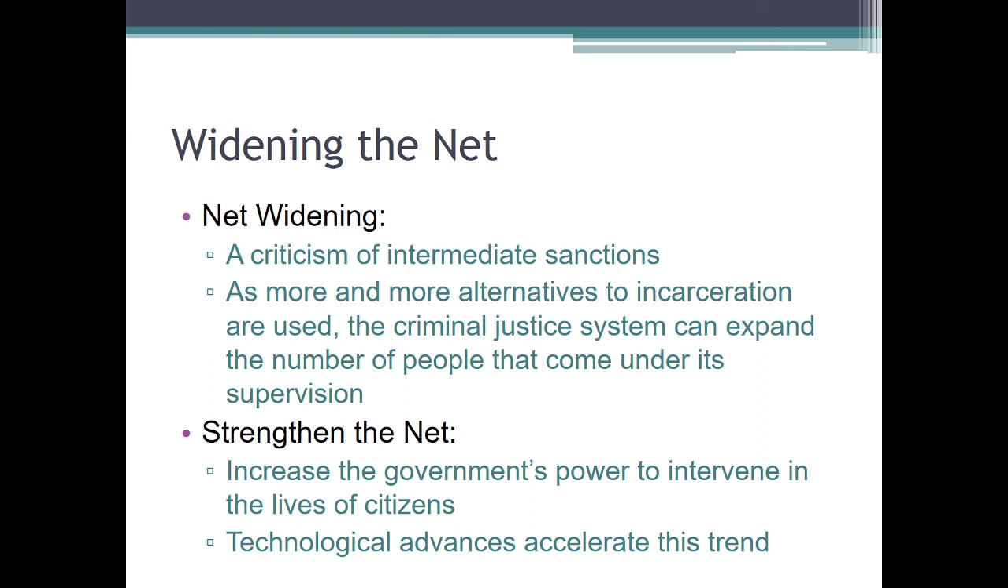So net widening is the phenomenon when you have alternatives to incarceration. It means you can have more offenses. It increases the government's power to intervene in people's lives. And technology is even accelerating this. We're seeing more and more of this, the ability of the government to really monitor people. This is a serious issue to talk about as a civil libertarian.